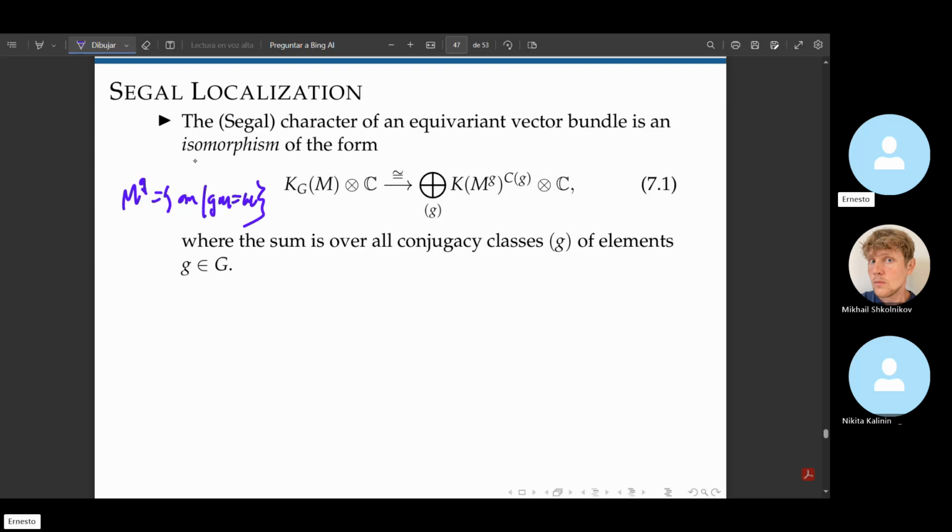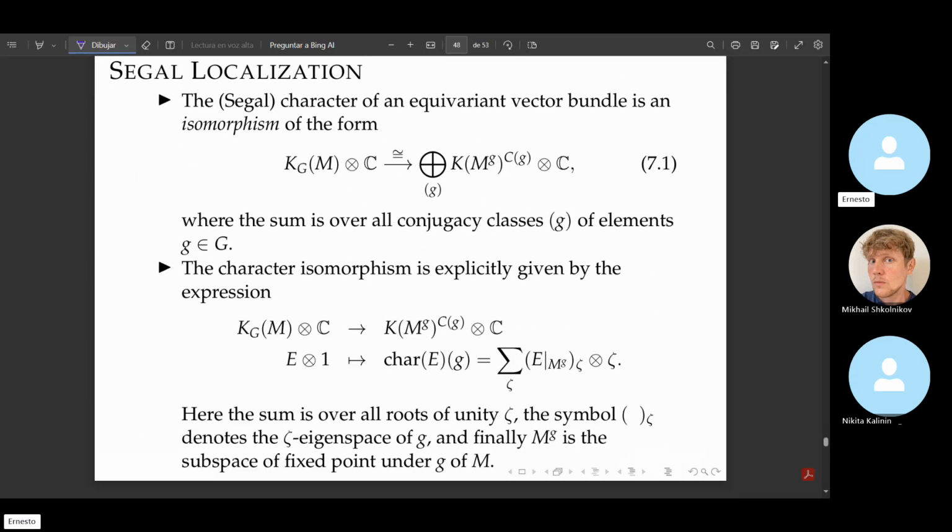There is the invariance or co-invariance for a finite group, it doesn't matter. This is the CG invariance. And there is this map, and the map is given by this. This is the formula of Graeme Segal. You restrict the equivariant vector bundle to fixed points, and then you take the eigenspace of this G.